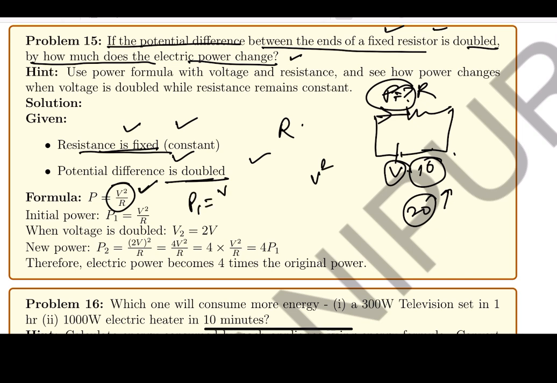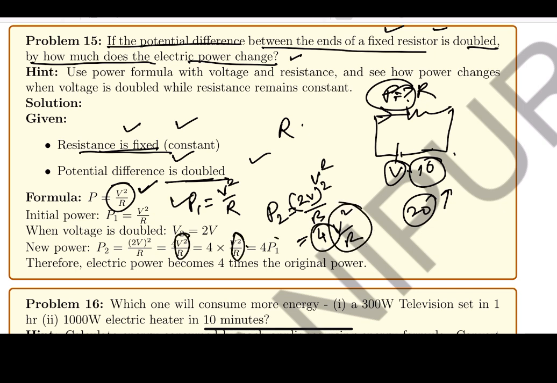Power 1 is V square by R. Power 2, with voltage doubled, will be (2V) square by R. (2V) square is 4 V square by R. So 4 V square by R is P2, and V square by R is P1. So it will be 4 times the original power.